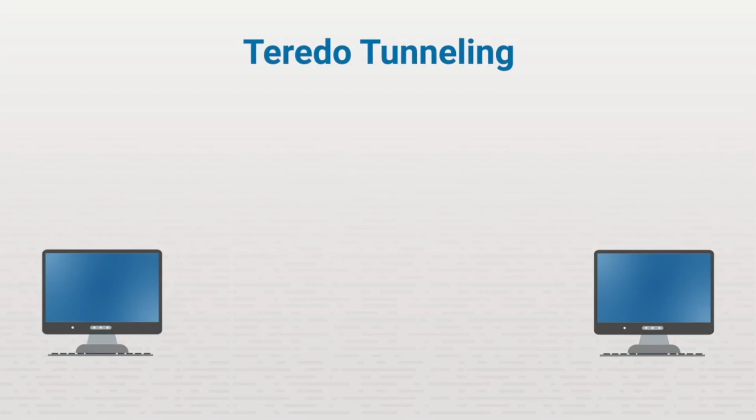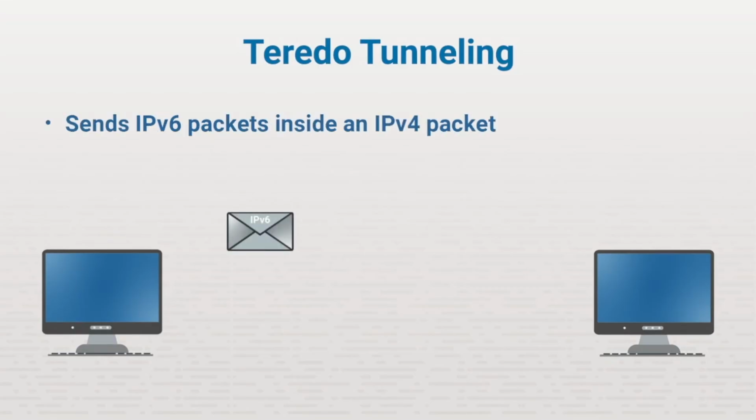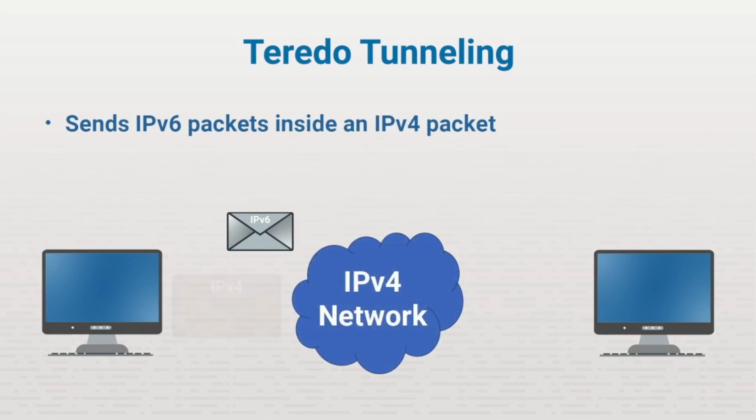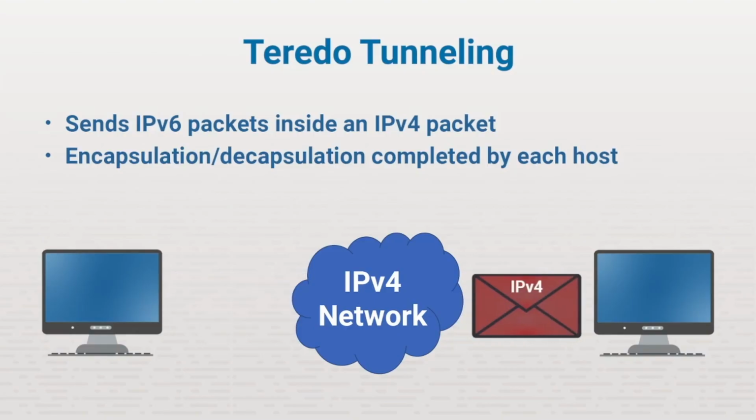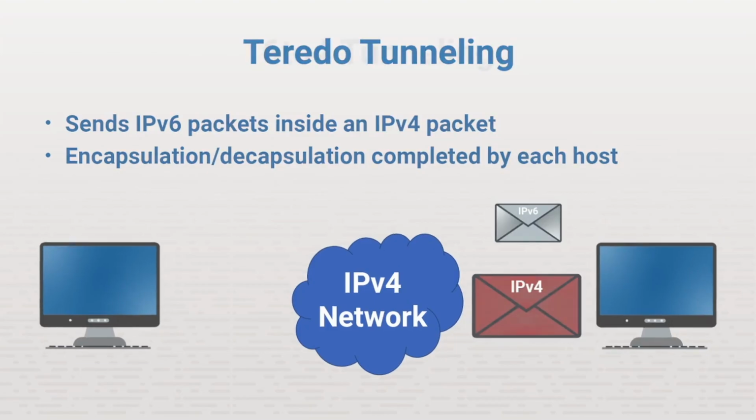The first method is called Teredo tunneling. This is used to send IPv6 packets from one host to another through an IPv4 network. To do this, the sending host encapsulates the IPv6 packet inside an IPv4 packet. When the receiving host gets the packet, it handles a de-encapsulation process. Miredo tunneling is a variation of Teredo tunneling that's used on Linux systems.